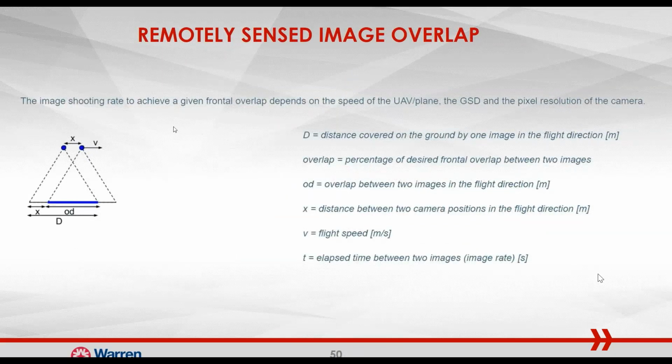So this is from the Pix4D website, and it just gives you a sense of the image shooting rate to achieve a given frontal overlap depends on the speed of the unmanned aircraft vehicle, the ground sampling distance, and the pixel resolution of the camera. So all these things matter. So think about your level of error that can be diminished or increased. We'll have all kinds of things, not only your GPS positioning, but your overlap, your distance covered, your distance between 2 camera positions, your flight speed, how good your camera is, how many megapixels it has, how high your altitude, that's your ground sampling distance.